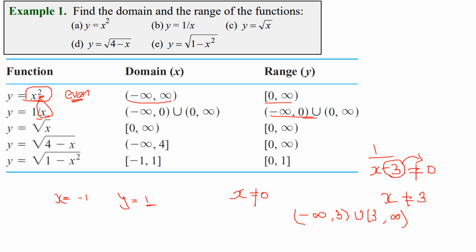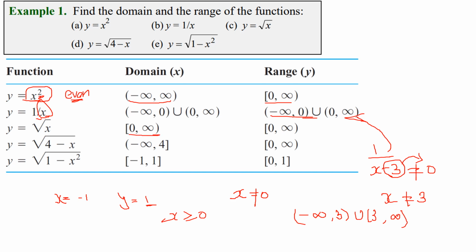We cannot obtain 0. So for this case also the range is the same. For this one, the range is also the same, negative infinity to 0 union 0 to infinity. Next we have square root. If you have a function with a root, the condition is x must be greater than or equal to 0.